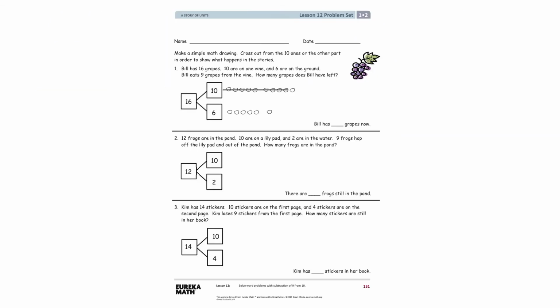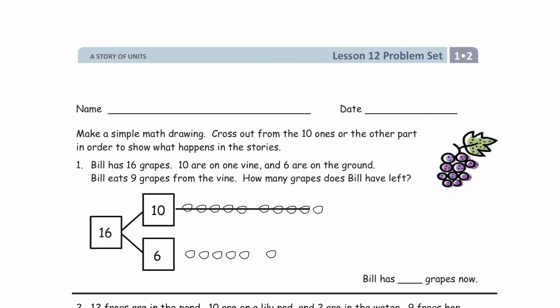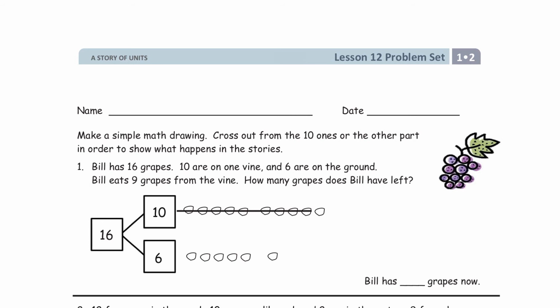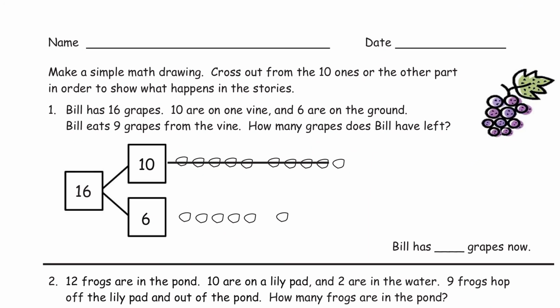All right, boys and girls, so this is what today's problem set will look like. Let me zoom in here to our first one so you can see. It will be Lesson 12, Problem Set 1.2. Our first problem is they want us to make a simple math drawing. Cross out from the 10 ones or the other part in order to show what happens in the stories.